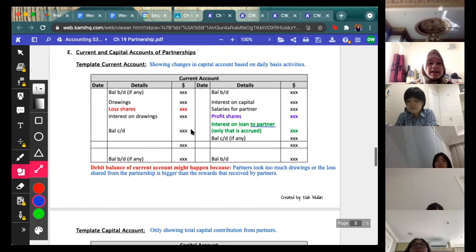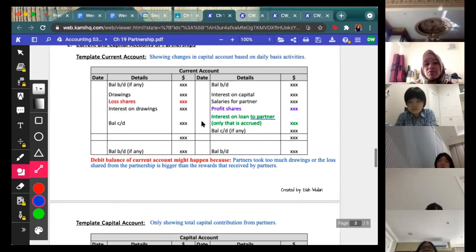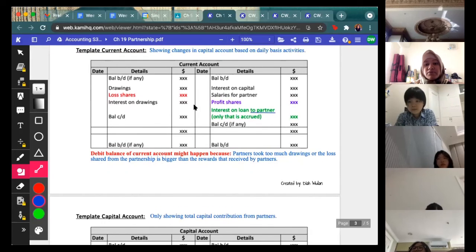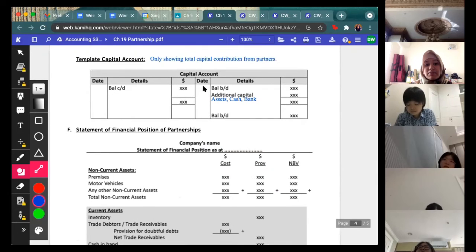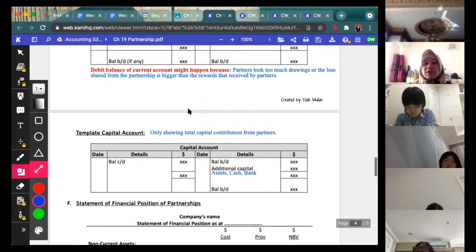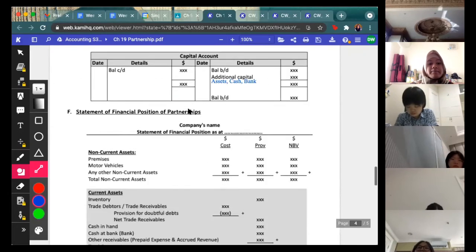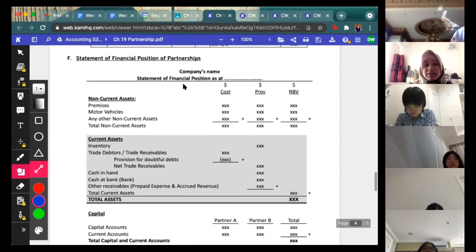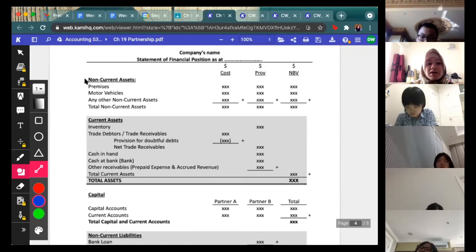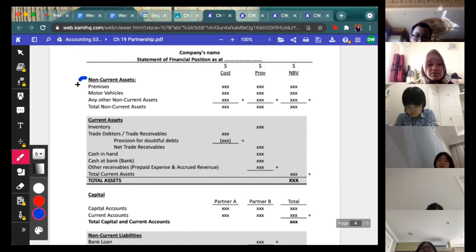Okay, good. After you have the current and capital accounts calculated in the T account, the next step, when you are doing the SOFP, is that you will combine both of them, the current account and the capital account. Now, how would it look? Look at this statement of financial position of a partnership. From non-current assets to total assets, nothing has changed.